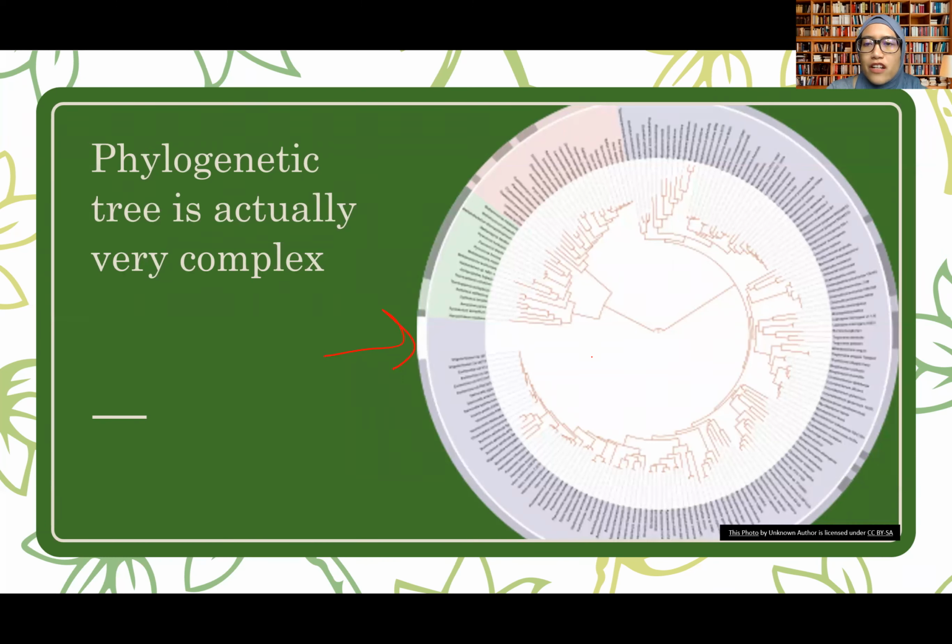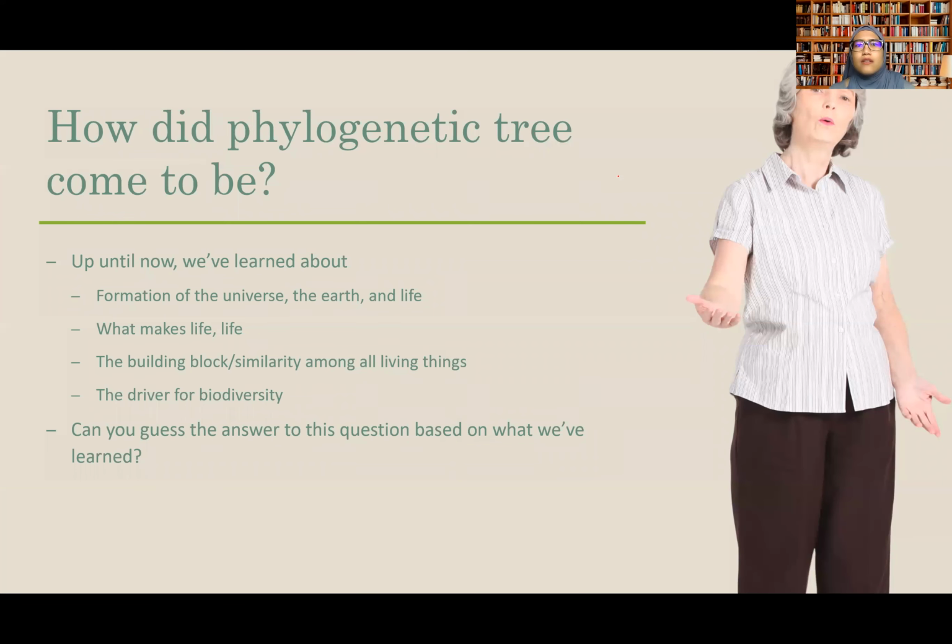If you look at this phylogenetic tree, it doesn't really look like a tree because it's organized in this way, but this is the origin, and then it breaks out like that, like that, and like that, and then to its individual species. So how did the phylogenetic tree come to be?